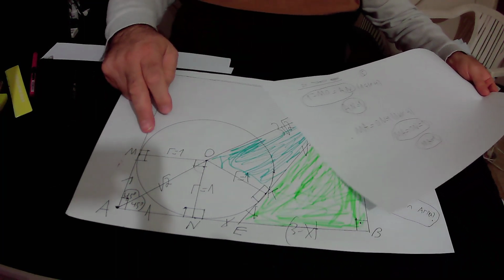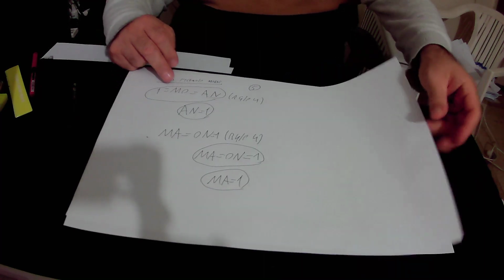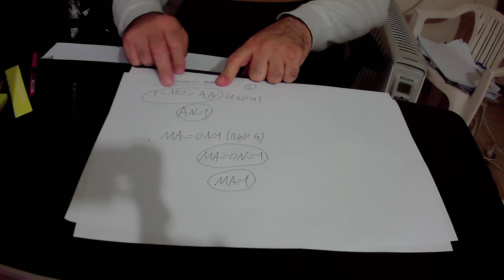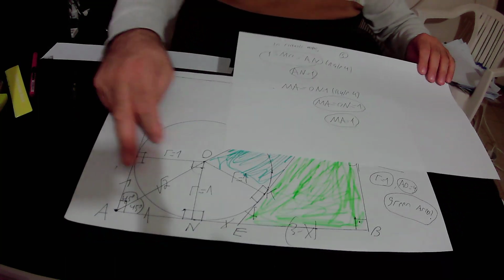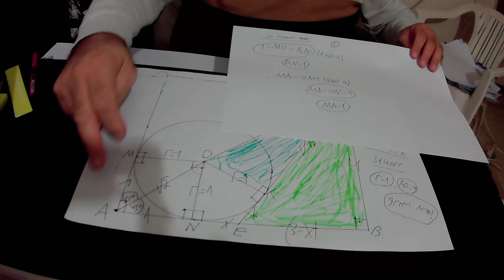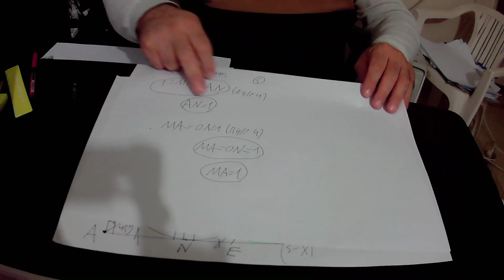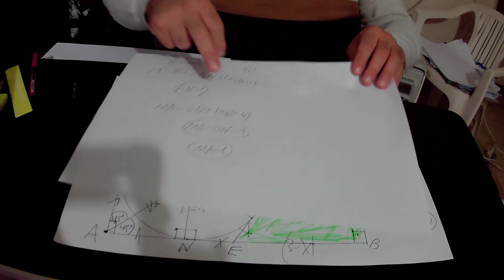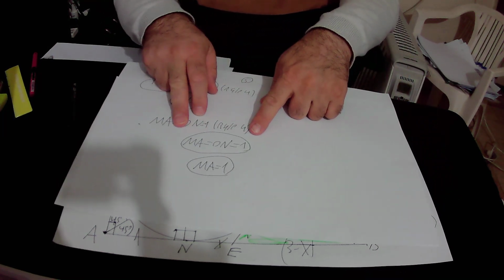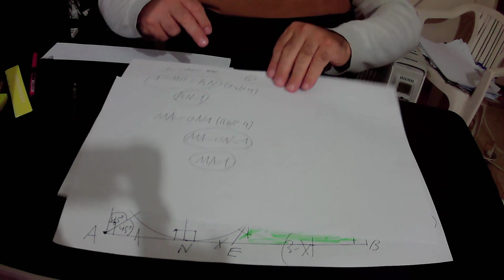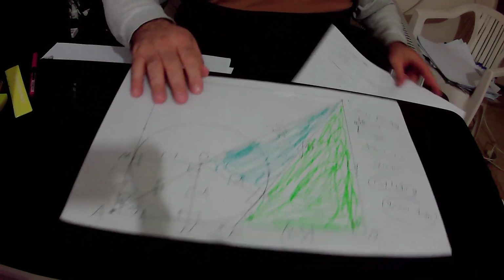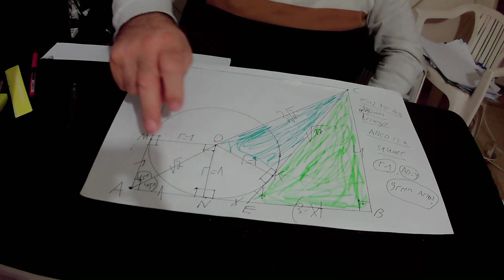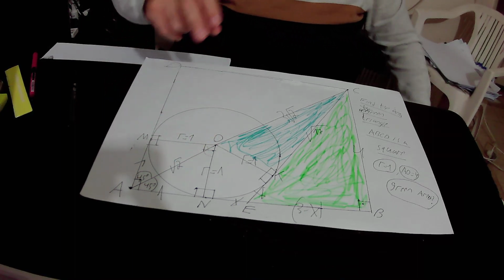But the question gives us that MO equals 1. So from this equality we will derive that AN also equals 1. Likewise, MA equals ON. But we already found out that ON equals 1 unit. So from this equality we will derive that AM also equals 1. So we found out that all 4 sides of quadrilateral MOAN are equal to each other. They are all equal to 1 unit.